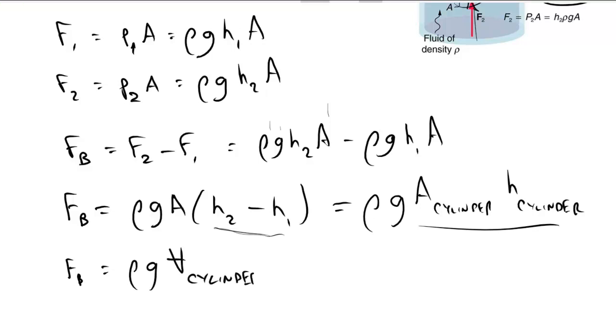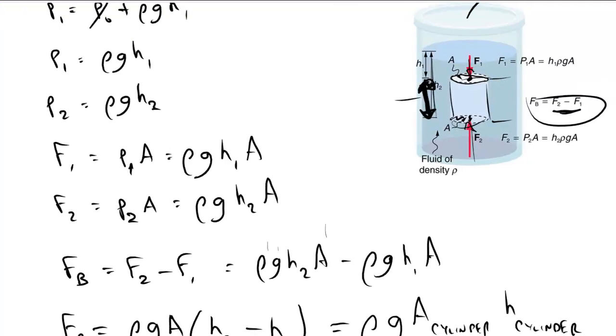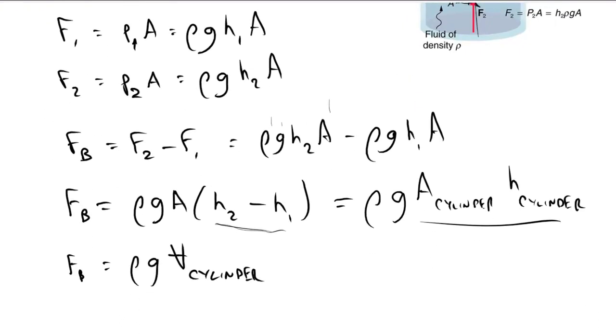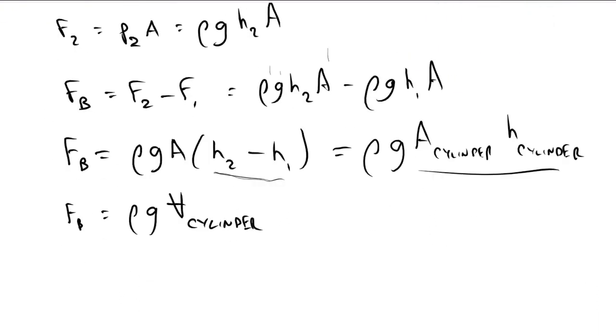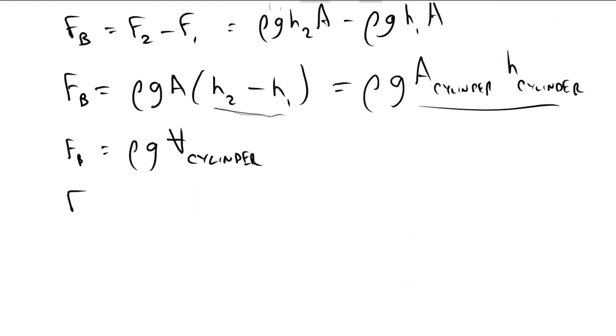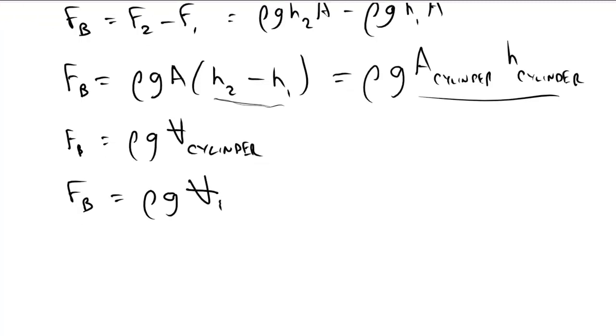And to generalize this a little bit more, it's not just the volume of the cylinder. The cylinder is the object that's in the fluid. So to make it a little bit more general, the buoyant force is equal to the density of the fluid times gravity times the volume of the liquid displaced.